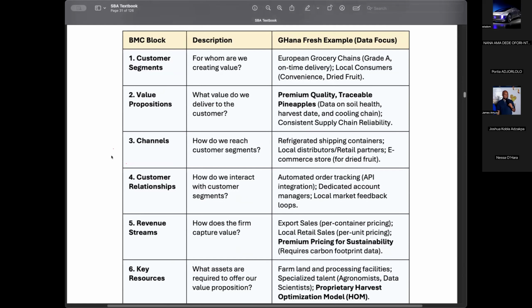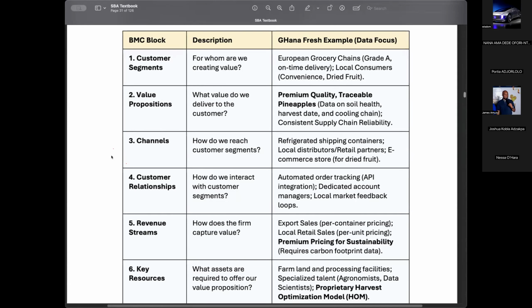Then you also have customer relations. How do we interact with the customer segments? Automated order tracking, dedicated account managers for them, and then local market feedback loops. So establishing feedback loops so they can hear what is happening and what people feel are their concerns too, so that it's captured into your solution or your strategy as a company. I would like to listen to companies, get what is happening on the ground, so that they tell you something that will even change how you do your business or how you orient yourself. Then how does the firm capture value?